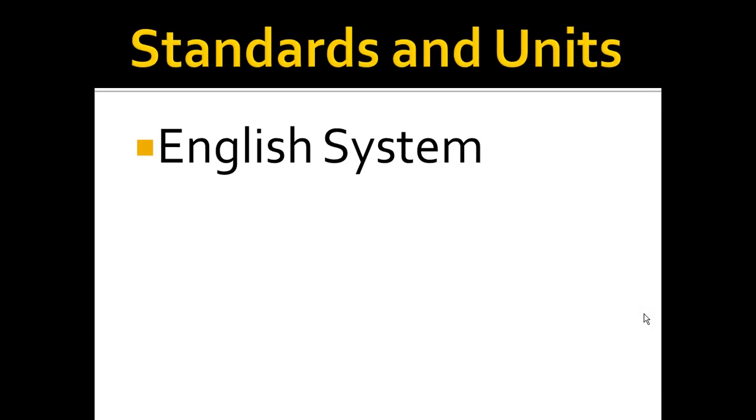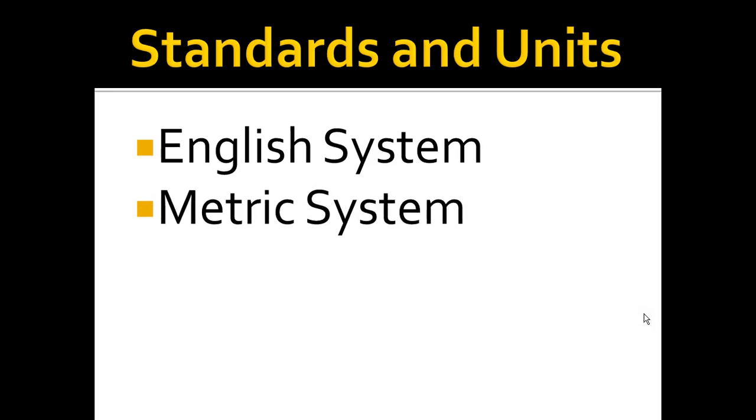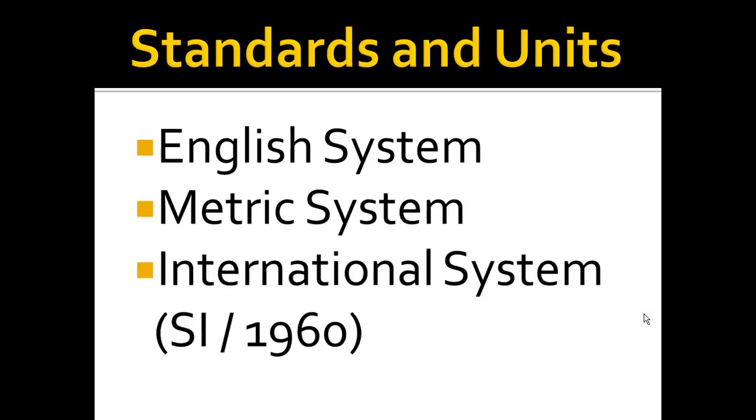Okay, so in the world today, we are actually using two sets of standards of measure. One is the English or the British system, and the other one is called the metric system or the international system of units. The metric system and the international system of units are almost the same. The metric system was converted into the international system of units in 1960.